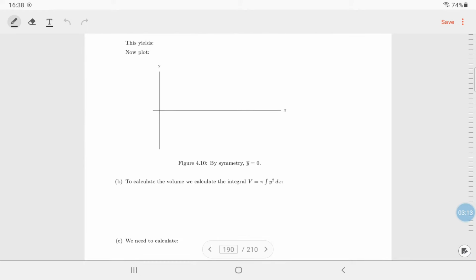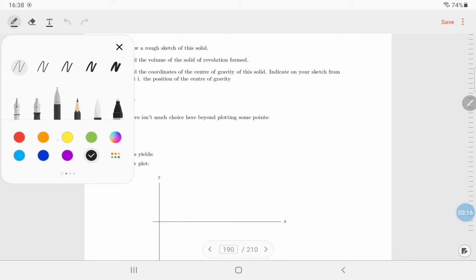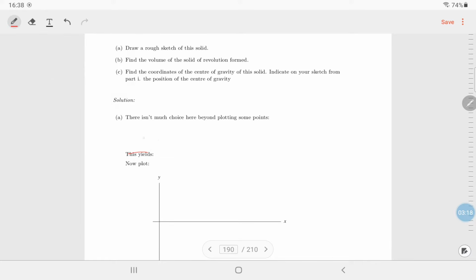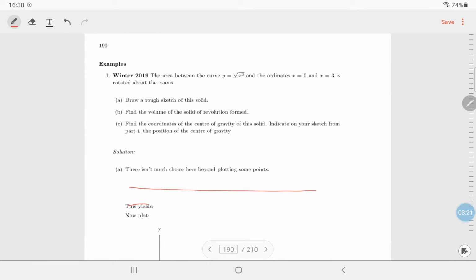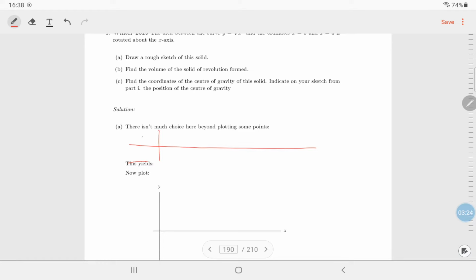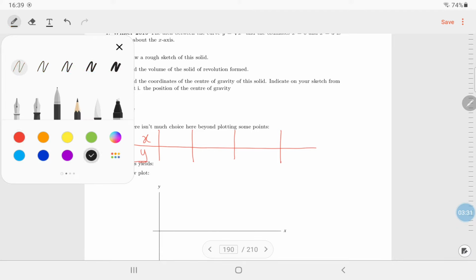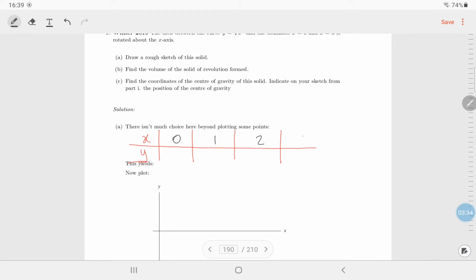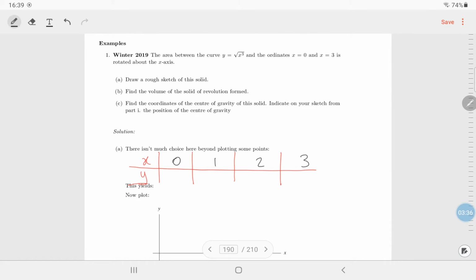So we're going to just plot some points. Now where we're going from x equal to 0 to 3, that's handy enough: 0, 1, 2, 3. So we're putting into that formula. Now because it's really going to be quite rough, we can probably only go to 1 decimal place here. So the square root of 0 cubed is the square root of 0, which is 0. The square root of 1 cubed is the square root of 1, which is 1.